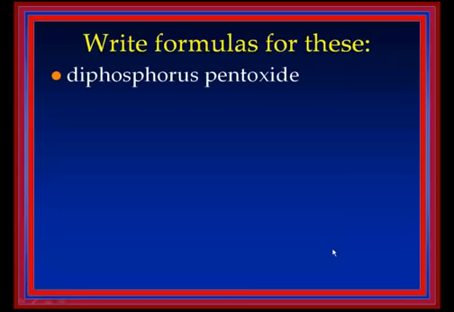Okay, so writing the formulas, don't overthink it. Okay, don't make it harder than it is. There's no charges to cancel out. Diphosphorus pentaoxide. Okay, so we've got phosphorus and the pentaoxide says oxygen. So diphosphorus, that means 2, and then penta means 5. So P2O5.